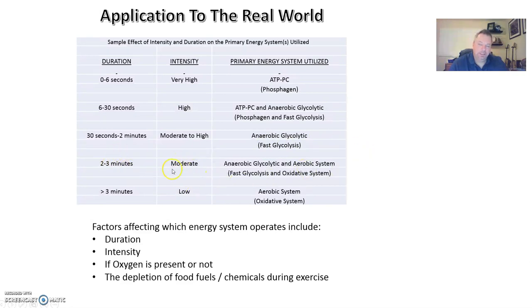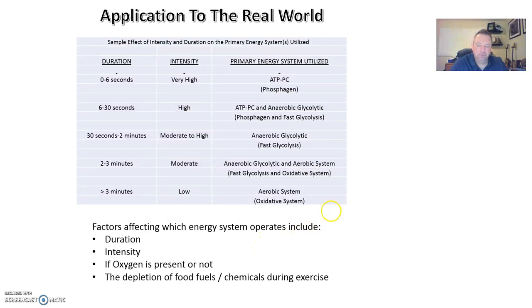From 2 to 3 minutes at moderate intensity, our anaerobic glycolytic and aerobic system are both utilized, which would be our fast glycolysis and oxidative system. And anything over 3 minutes with lower intensity is typically our aerobic system or oxidative system. And there are factors that affect our energy systems and how they operate. Those obviously include duration, which is mentioned here, intensity, if oxygen is present or not, and the depletion of fuels, particularly food and chemicals, during exercise.